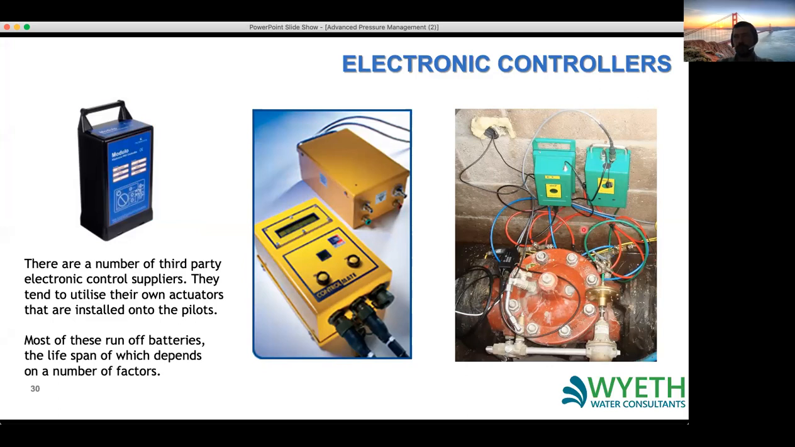And then as flow changes, they adjust the pressure, control pressure, using this actuator that can be controlled by compressed air or compressed water.